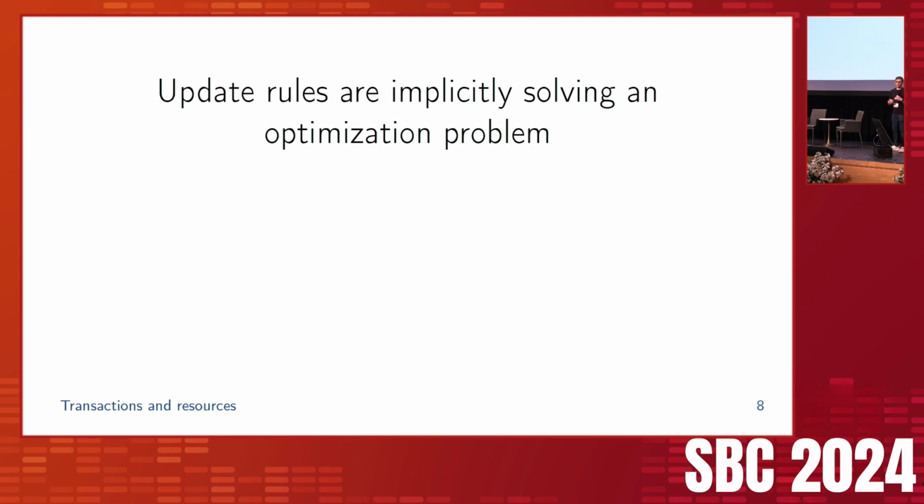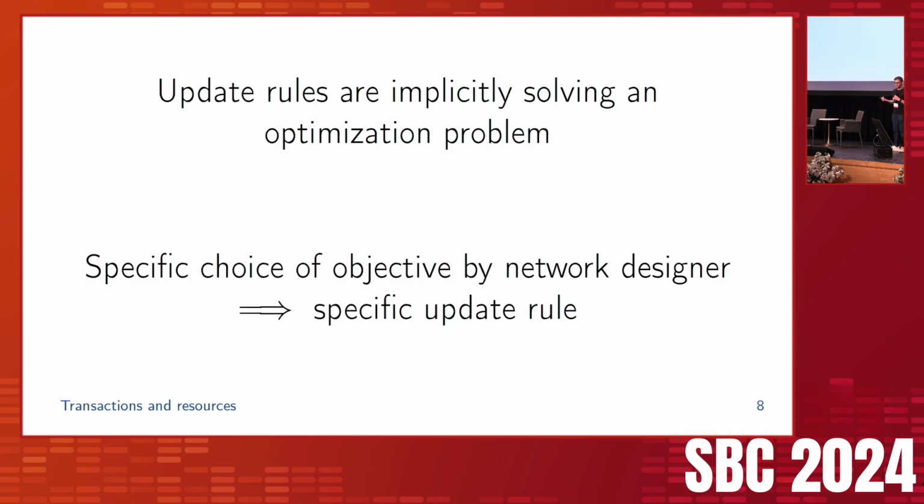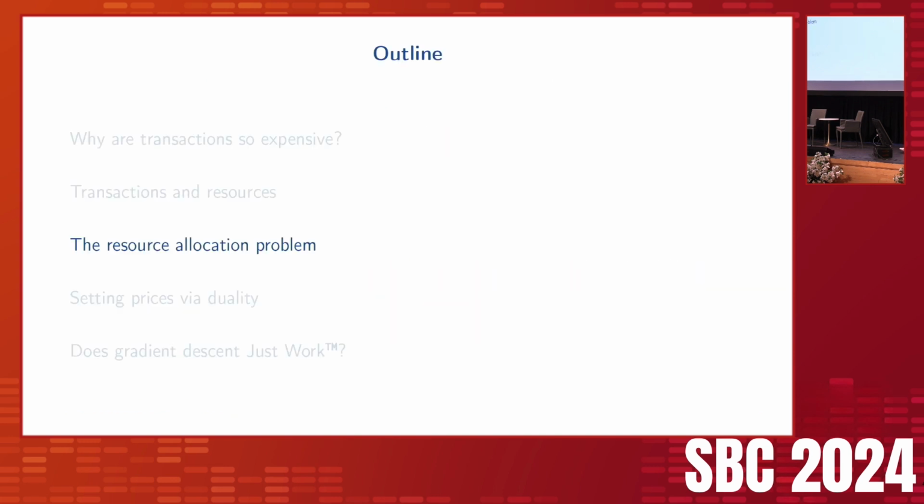And in the rest of this talk, we're going to see that update rules are implicitly solving an optimization problem. And so a specific choice of an objective function by the network designer is going to give a specific update rule. So instead of focusing on what the update rule itself should be, we're going to instead focus on what optimization problem we want to solve, and then use that to back into a specific update rule.